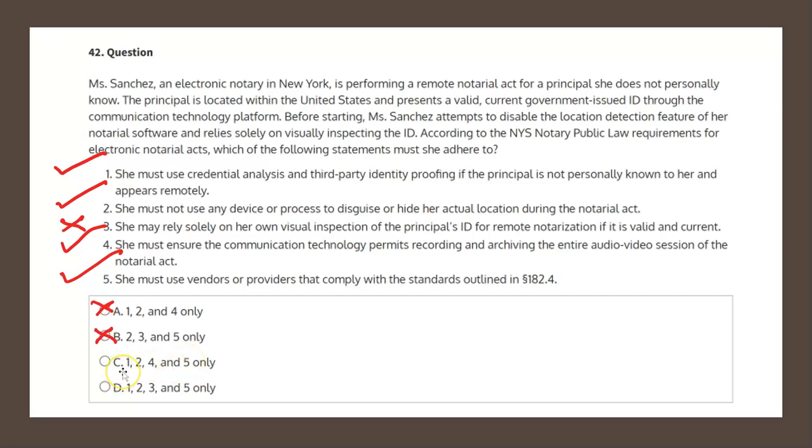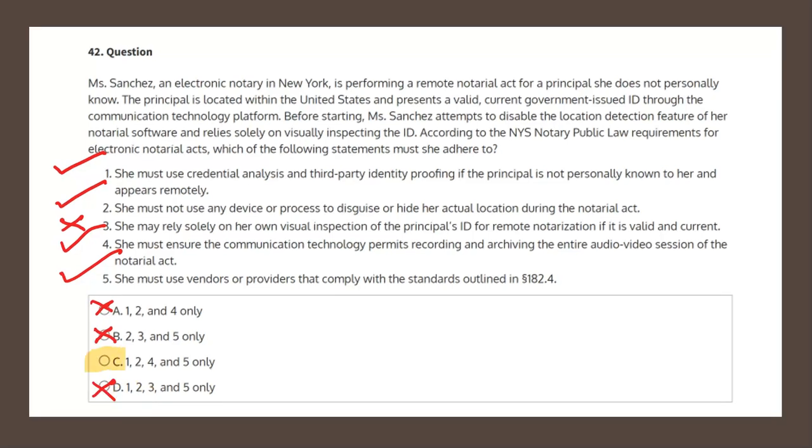But to be in the habit of looking at all 4 choices, let's have a look at choice D. Choice D states 1, 2, 3, and 5 only. This is incorrect. 3 is not a statement that she must adhere to, whereas 4 is, and therefore choice D is not our solution, which indeed leaves choice C, 1, 2, 4, and 5 only, as the correct solution.